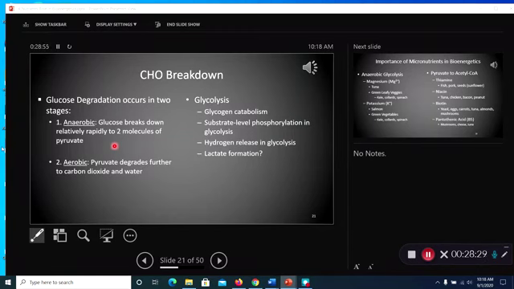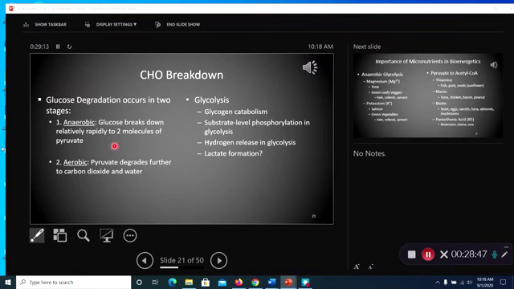On the aerobic side, pyruvate degrades further to carbon dioxide and water through the Krebs cycle and the electron transport chain. So with glycolysis, you're going to have glycogen. You can have glycogen metabolism, and glycogen is just a storage form of carbohydrate. You'll have substrate level phosphorylation in the glycolysis. You're going to have hydrogen release in glycolysis, and depending on the needs, you may have lactate formation.